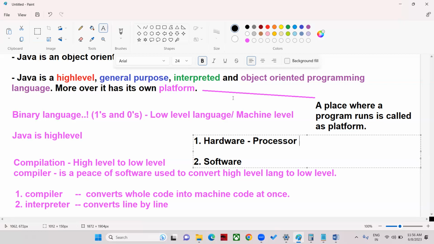So if I'm moving this mouse, behind the mouse there will be a software, and that software is already running on the processor. So that is the reason why the mouse is actually moving whenever I touch it here.